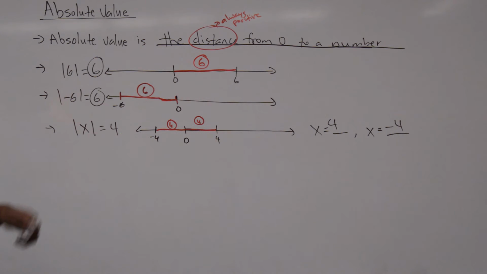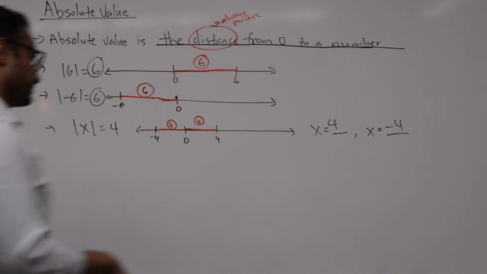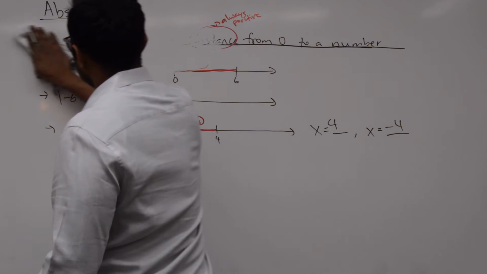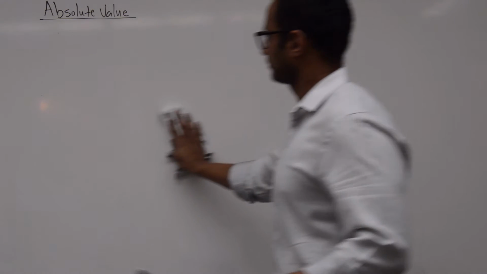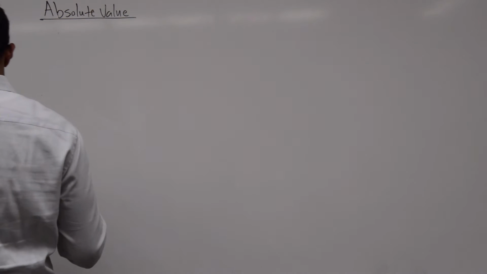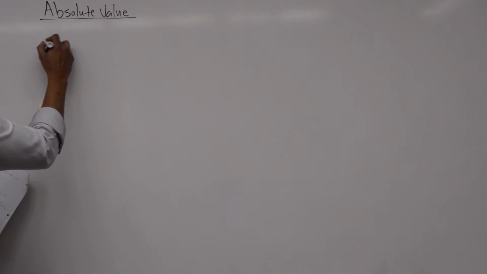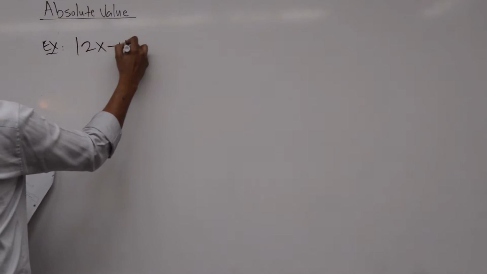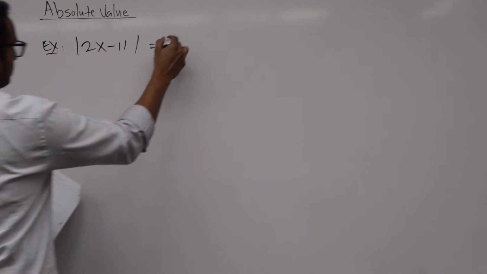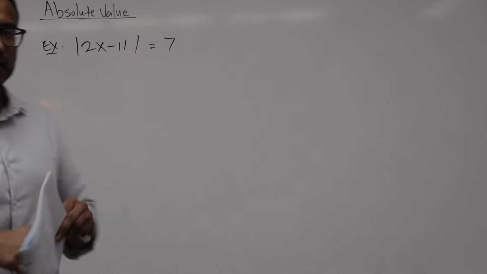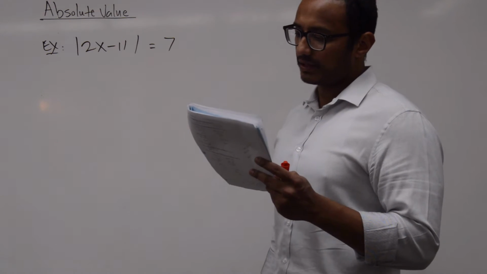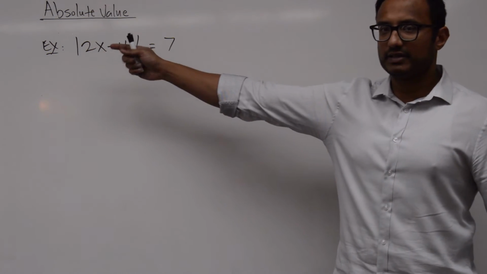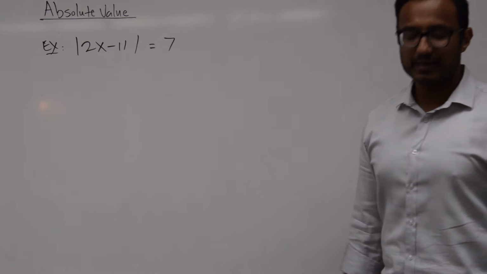Okay, now we're going to take this and use that as a basis for solving absolute value equations. So, let's start with our first example. Our first example says the absolute value of 2x minus 11 equals 7. Now I gave you 2 steps to solving absolute value equations. Step 1, isolate the absolute value. It's already isolated. There's nothing on the same side of the absolute value. So step 1 is done.